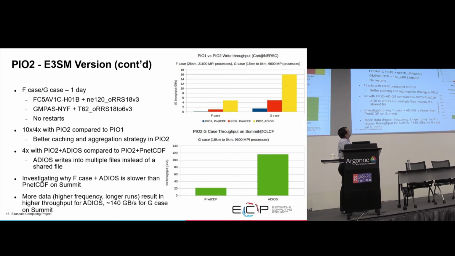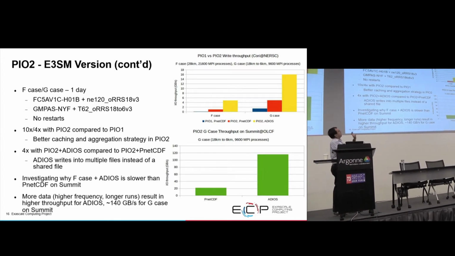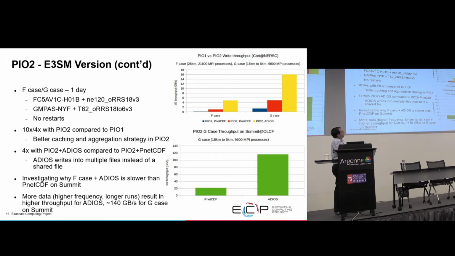We ran 2 cases here, and the G case has more data, more resolution. This is what we were getting with an earlier version of PIO, both with PNetCDF. This is what we're getting with ADIOS at NERSC. This is again PNetCDF versus ADIOS. This is gigabytes per second, the throughput here. This is on Summit, running on 96,000 MPI processes.